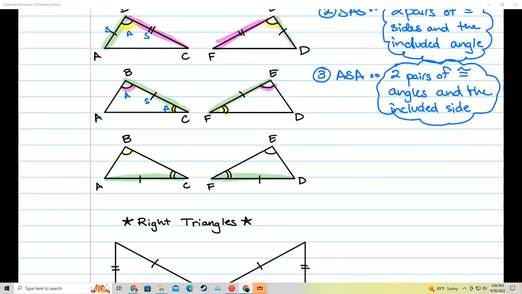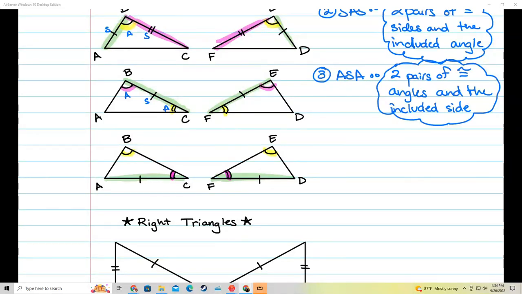Angles, I know that these top angles are congruent. Angle B is congruent to angle E. And I know angle C is congruent to angle F. So what did they give me this time? Well, they gave me one side and two angles again.